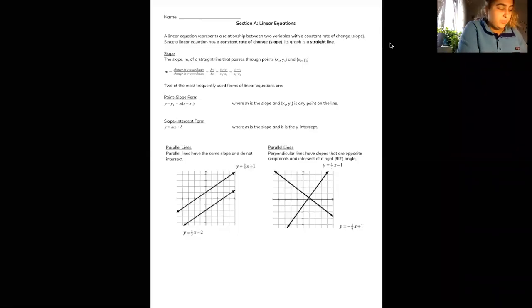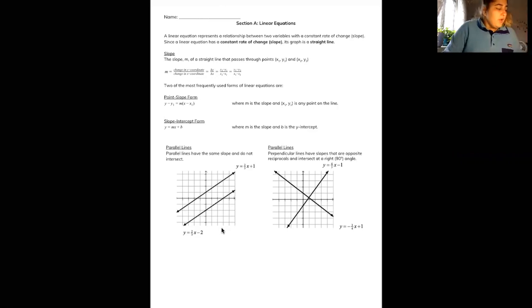So I'm going to go through section A, linear equations notes. We've already covered this in class. I don't think we finished the notes completely, but I think that we've done most of them, and I just want to go over it and leave a video in case you have any questions for me, okay?